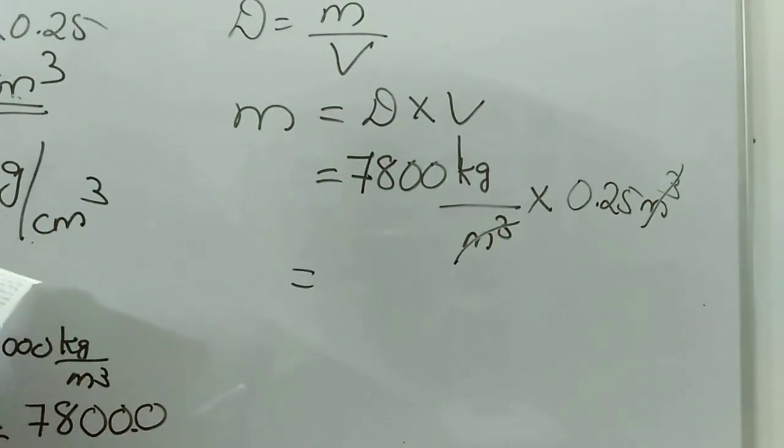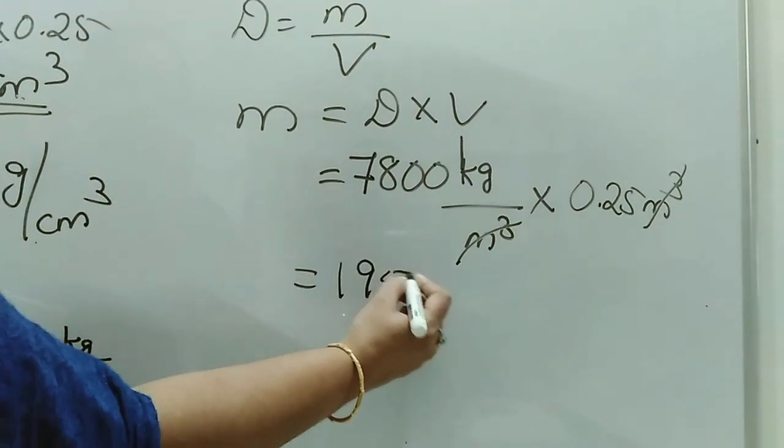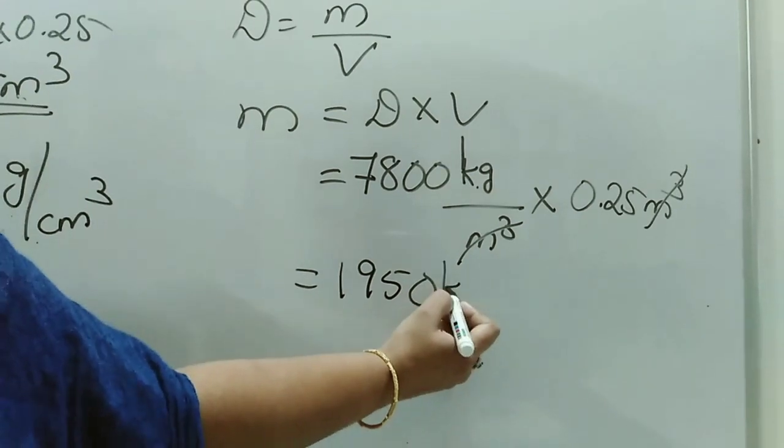7800 multiply by 0.25, you will get the answer 1950, unit kilogram.